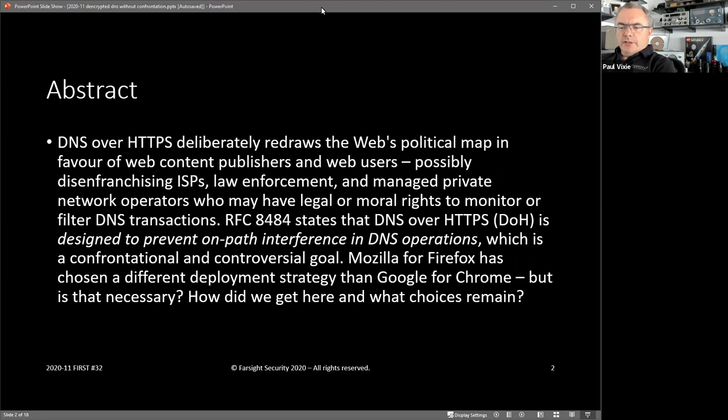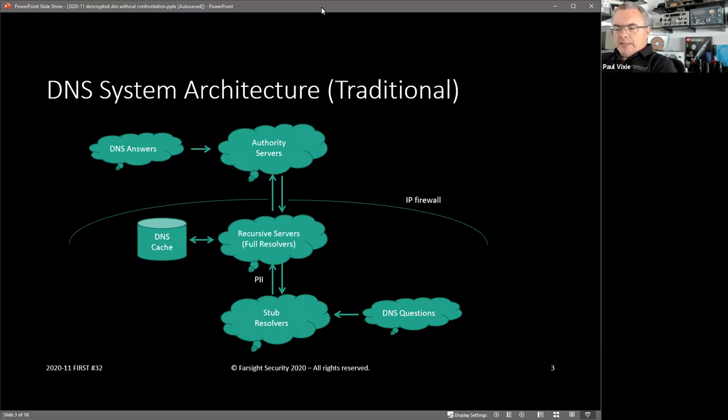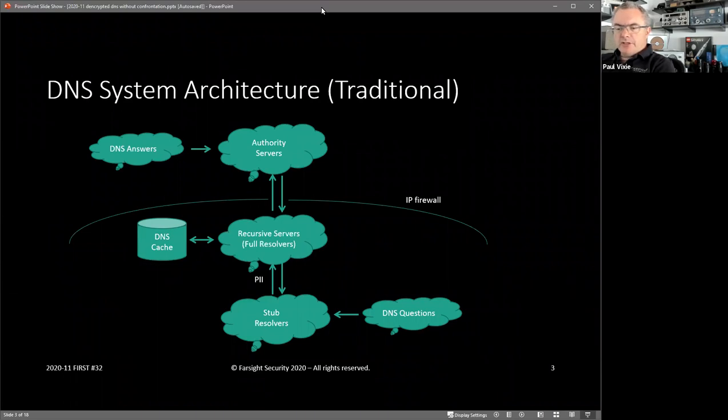Some of this will be old hat to those of you who have followed the bouncing ball of my DNS Wars talk. First, let's talk about the DNS system architecture. This has not really changed in the 30 plus years of DNS operation. We've been using stub resolvers in our hosts that now include smartphones, laptops, virtual servers, et cetera. And we have authority servers, which tends to be BIND or NSD or something like that.